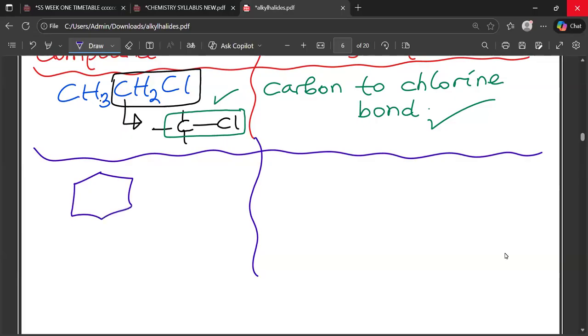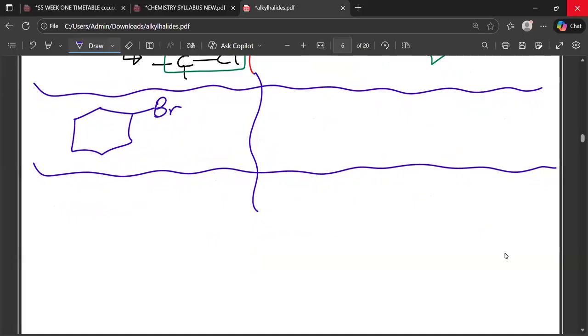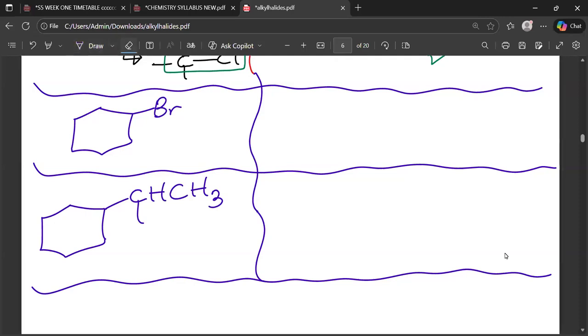So what if the structure is this? Someone tell me. Just write the functional groups in the chat, to save time. Write the functional group of that very fast.